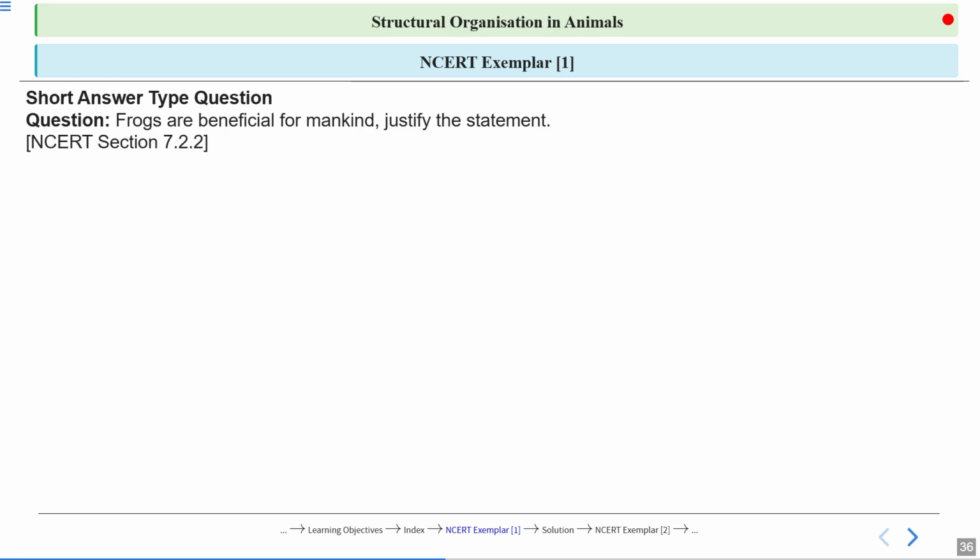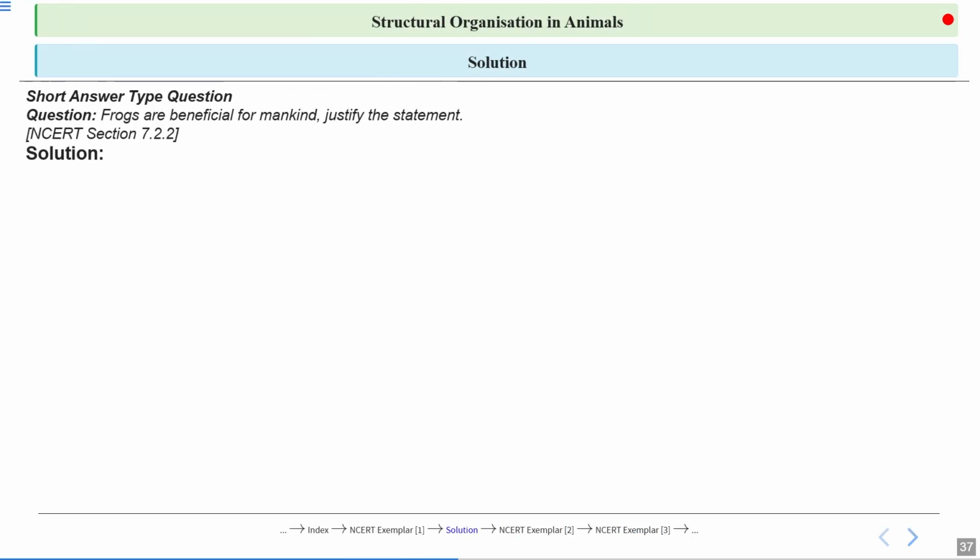Now, we'll discuss the short answer type questions. Okay, the first question is here. Frogs are beneficial for mankind. Justify the statement. How are frogs useful to us? This question is coming from NCERT section 7.2.2. Let us see the answer of this question.